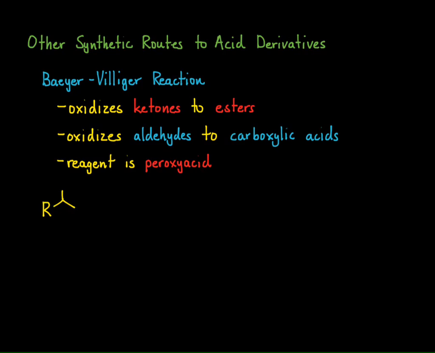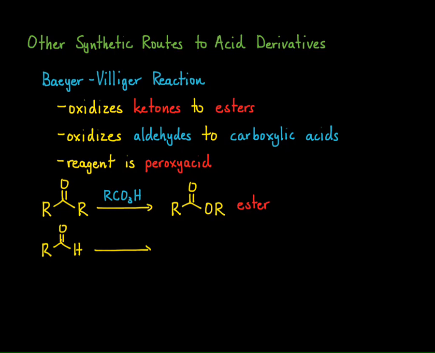But in terms of the generic reaction, we see a ketone reacting with a peroxy acid to give us an ester, and we can also react a generic aldehyde with a peroxy acid to give us a carboxylic acid, right? So these are new ways of making carboxylic acid derivatives. So we see that we can make an ester through the Baeyer-Villiger oxidation of a ketone, and we can make a carboxylic acid through the Baeyer-Villiger oxidation of an aldehyde.